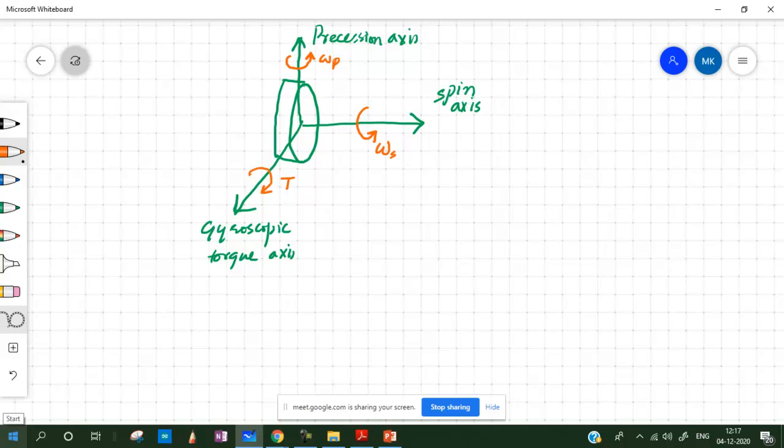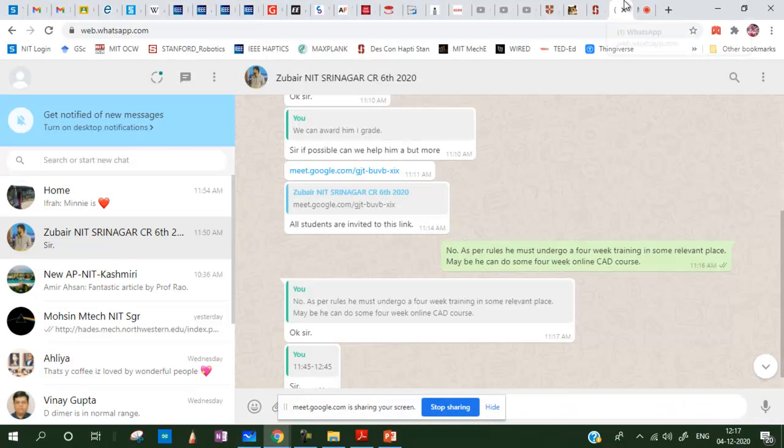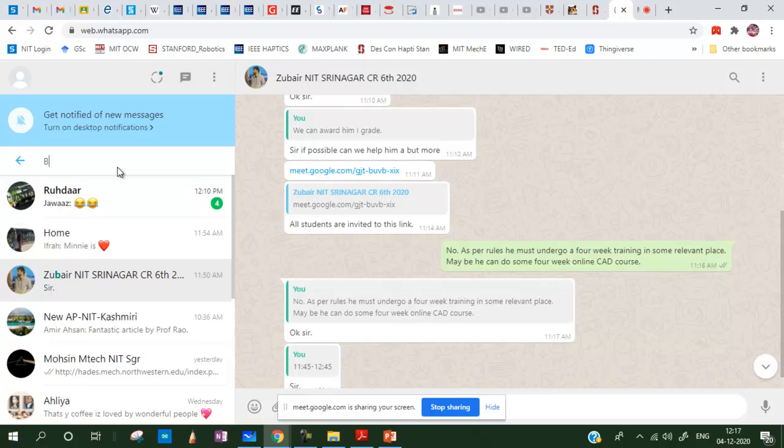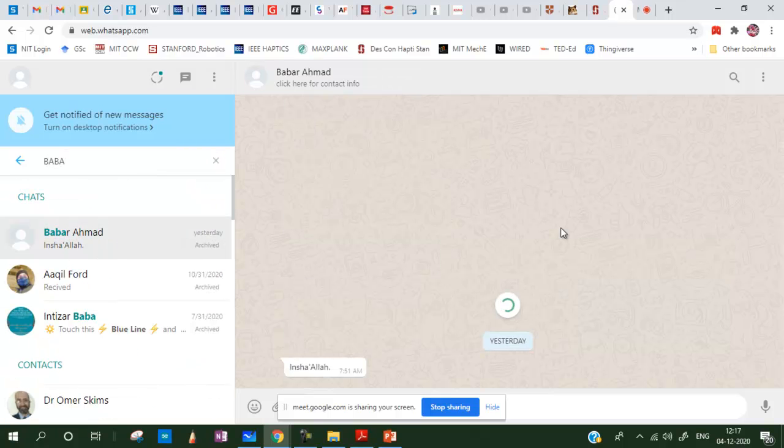एक सेकंड, बस एक वीडियो है, मैं देखता हूँ. व्हाट्सएप में सर को एक बार भेजा था.